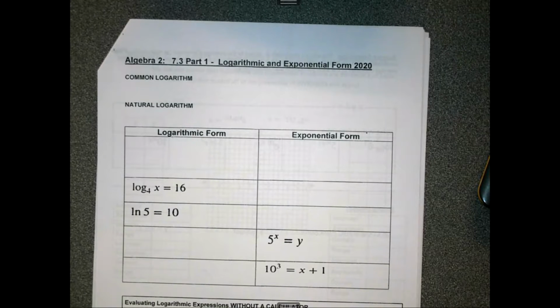Something called logarithmic and exponential forms, two different forms. We're going to go back and forth. We're going to be putting things in exponential form and then switching it back to log form and vice versa, because sometimes one form is easier to solve equations than other forms, right?